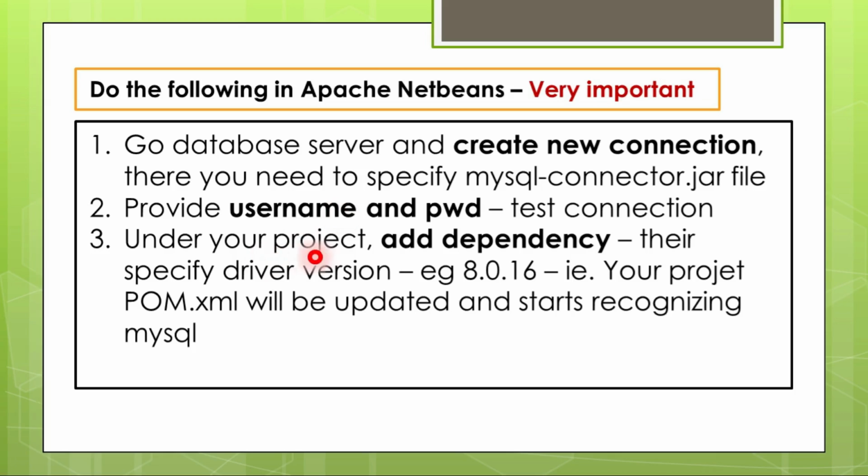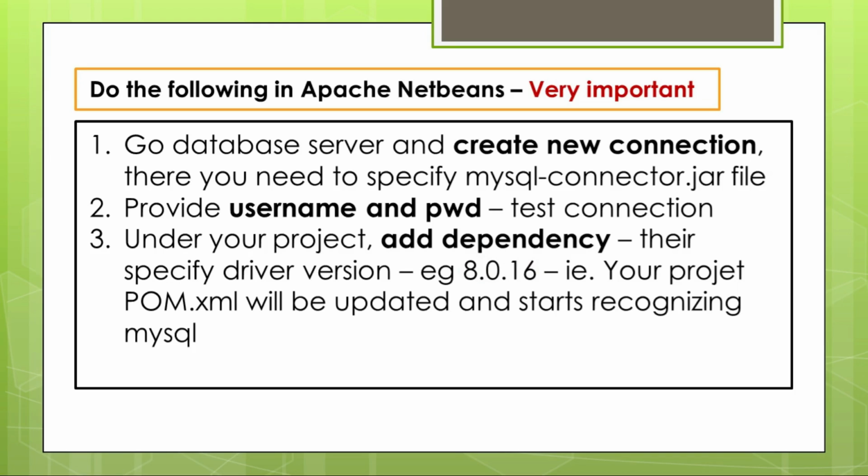The third point, under your project, you need to add one dependency. This is the most important point. Most of the people who are using NetBeans for the very first time struggle a lot because they don't know the third point. They need to add the dependency. There is a file called pom.xml in which we need to make 3 entries, and we need not enter them manually. Once after clicking add dependency, it will prompt for 3 things. I'll show you what are the 3 things that have to be provided. I'll show you in NetBeans.